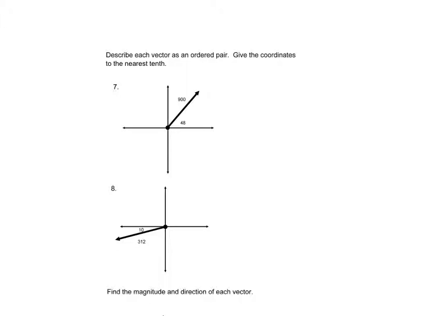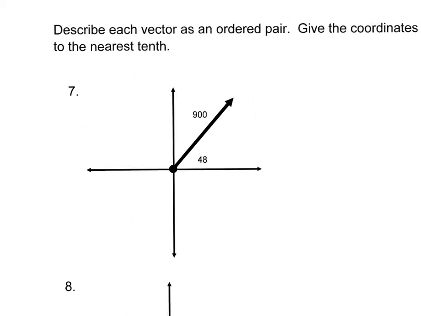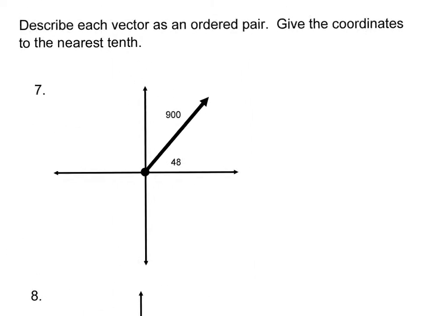Okay, number 7, kind of a tricky problem here, but really it's putting all of our stuff together, which makes a little bit more sense, all the tangent and all the trig ratios we've been looking at. Now the question gives us the length of the vector, and it gives us the angle, 48.